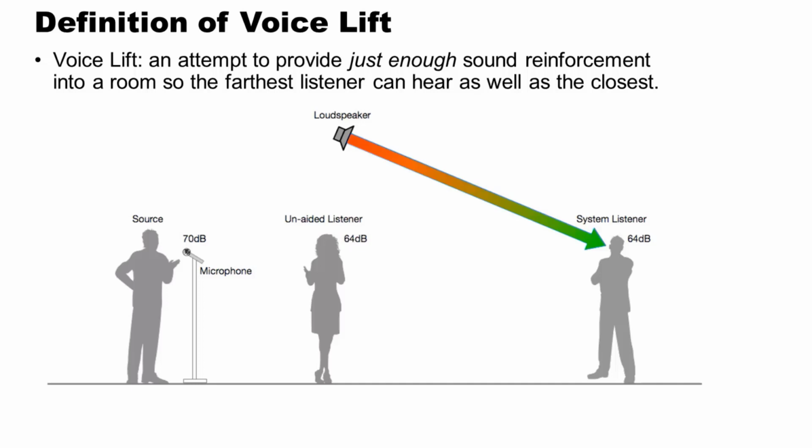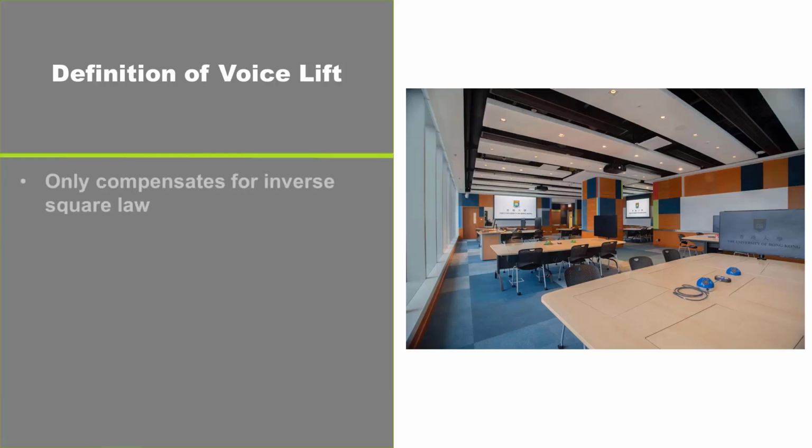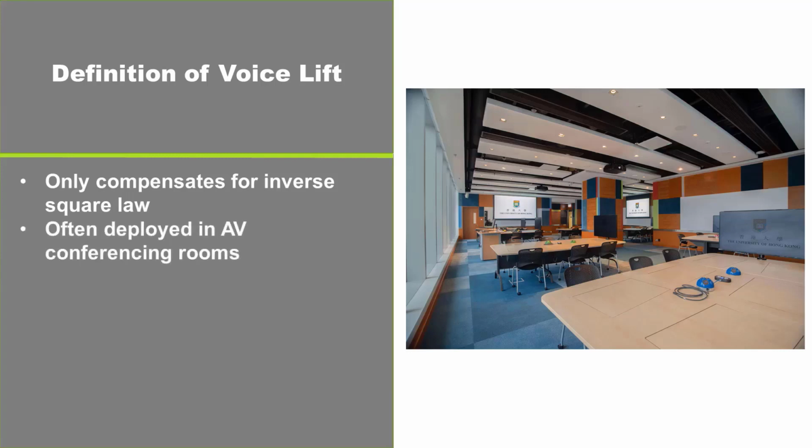For any unaided listener, for any talker or any listener who can hear the talker just fine unamplified, you want the person at the far end of the room to be able to hear just as well. That's your goal with the voice lift system. So what you're doing here really is you're compensating for the inverse square law. Oftentimes, the voice lift system is deployed in conjunction with an AV conferencing system. So you might have a room where you're already set up to conference with other locations. So the microphones have maybe just been used to bring your voice to another location.